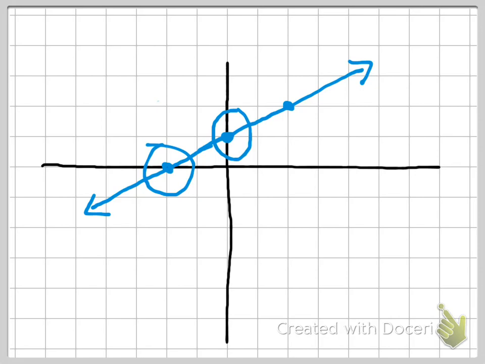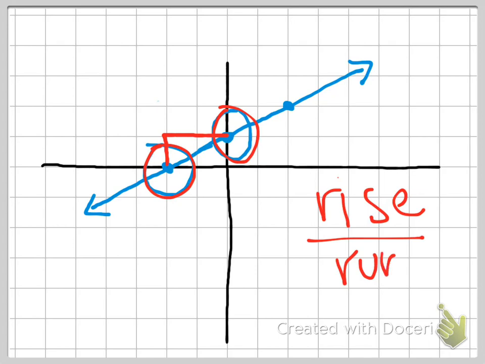So, for us, in order to move from this point to this point, we have to go up 1 and over 2. And because slope is written as rise over run, or the change in y over the change in x, we know that our slope is 1/2.